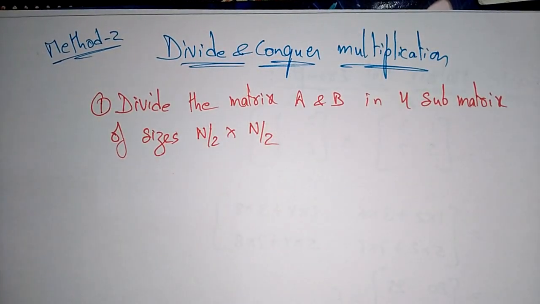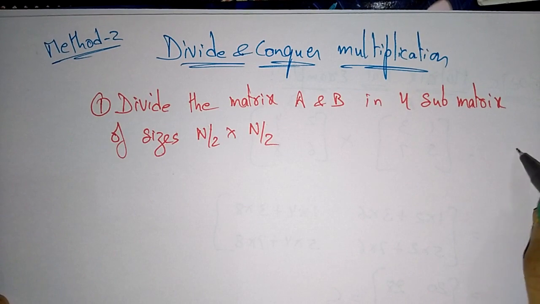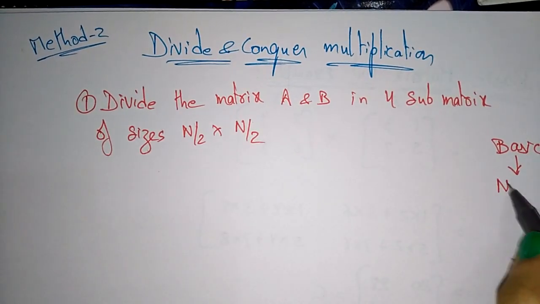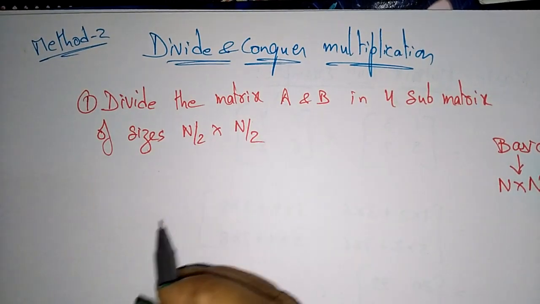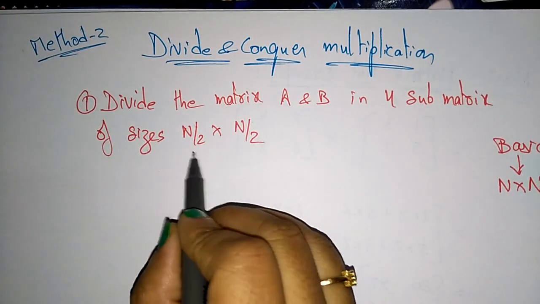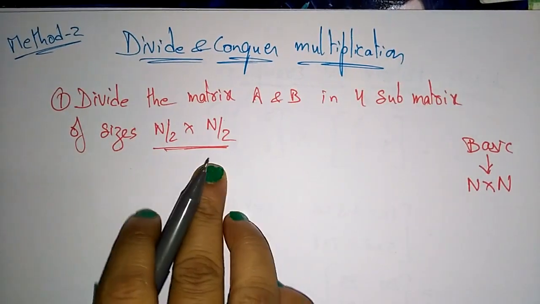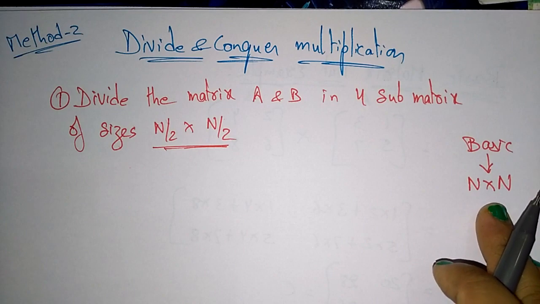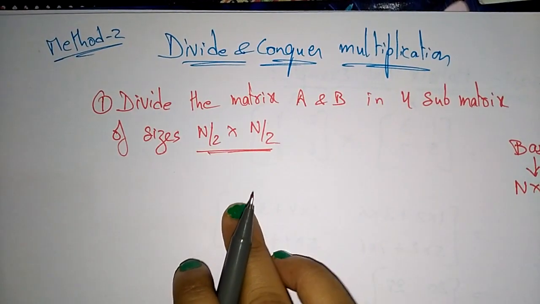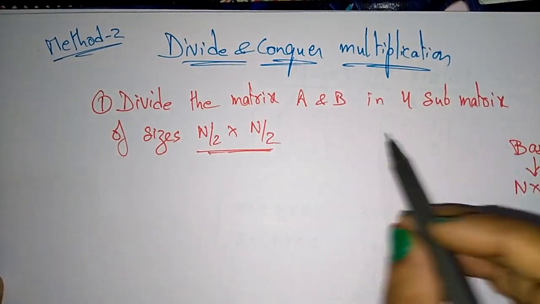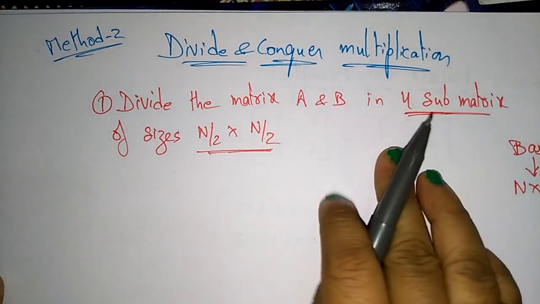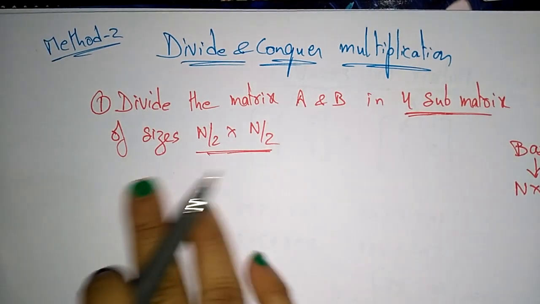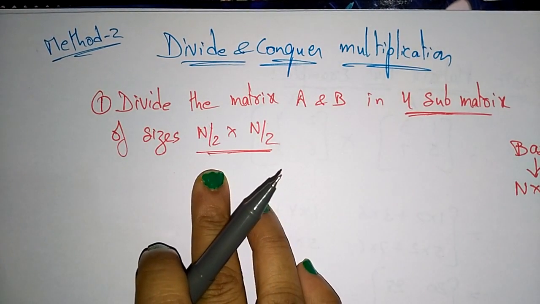In the basic multiplication, the size of the matrix is n by n, whereas in the divide and conquer method you are taking the size as n by 2 cross n by 2. So in the basic method you take the n by n matrix, but here you take the sub-matrices. The 2 matrices are divided into 4 sub-matrices of size n by 2 cross n by 2.